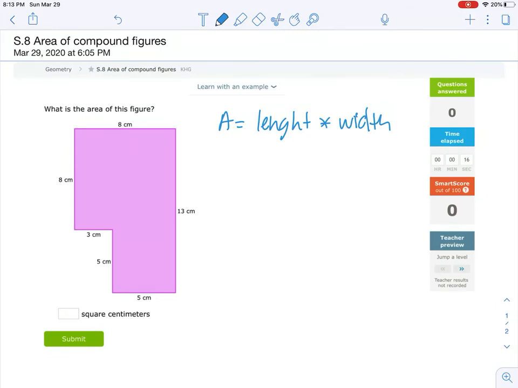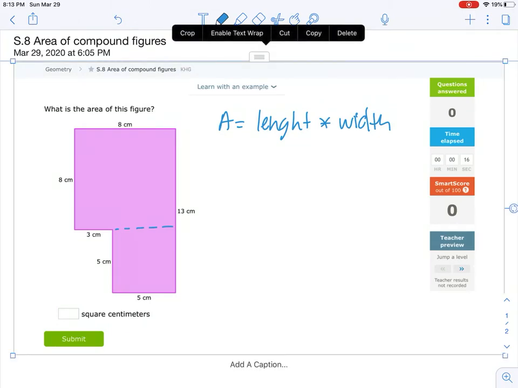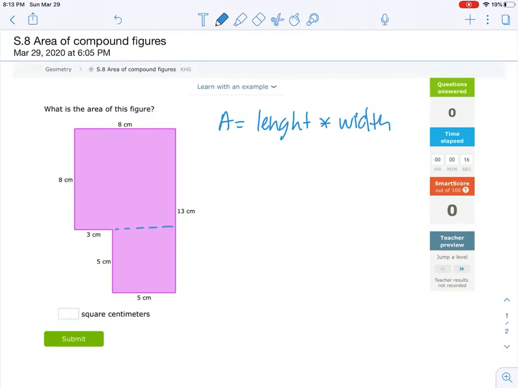So what do we have to do? We have to break it apart into manageable pieces. So if I break this apart into these two pieces, I can find the area of each piece and then add those areas together to find the area of the whole thing.